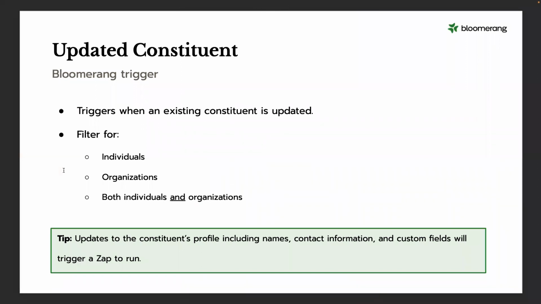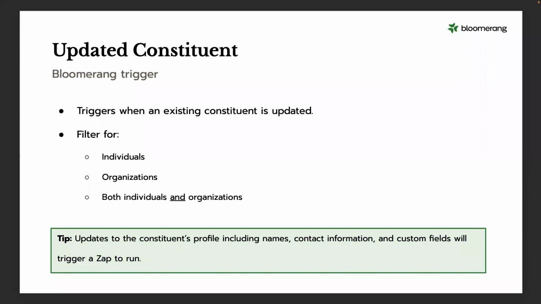Updated constituent works really similarly to new constituent. So this will trigger a Zap anytime you update an existing constituent and save it. So this can be set up similar to new constituent to run when an individual, an organization, or both individuals and organizations are updated.